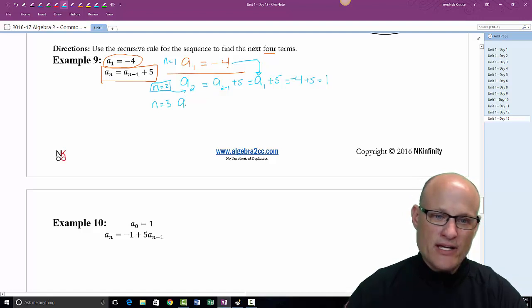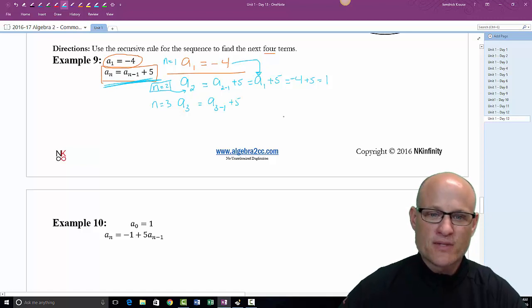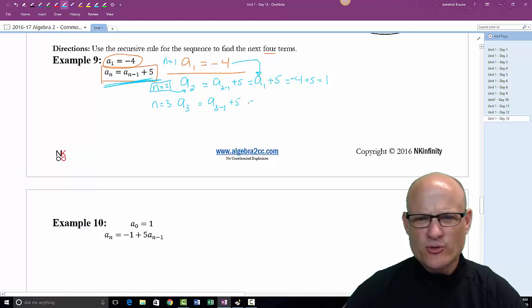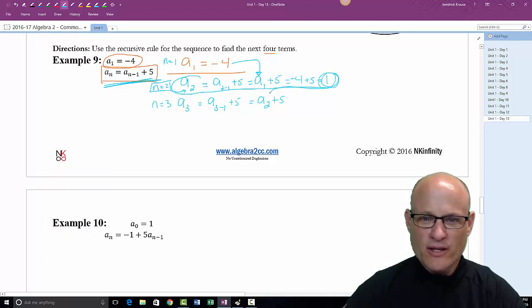So now I'm going to do a sub 3 is equal to a sub 3 minus 1 plus 5. I'm just using this rule that I was given. But isn't 3 minus 1 2? So this is really a sub 2 plus 5. Well, isn't this a sub 2? So I'm just going to plug that in here. So I get 1 plus 5, which is 6.